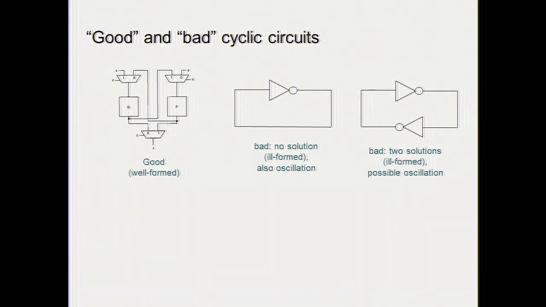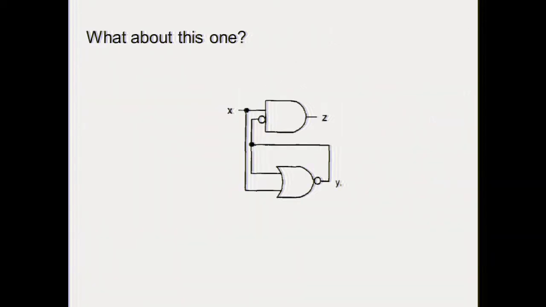Okay? Now, go to the right. Then this one is okay, right? You can find a fixed point. But unfortunately, you can find 2 fixed points. It can be 0 or 1. Both of them are okay. So it's non-deterministic. So you don't know what this thing does unless you introduce delay, and then it oscillates. Hallelujah.